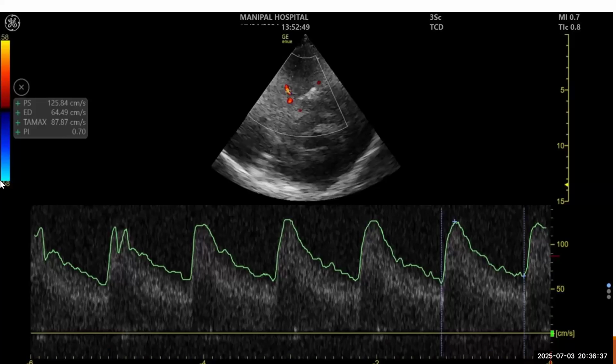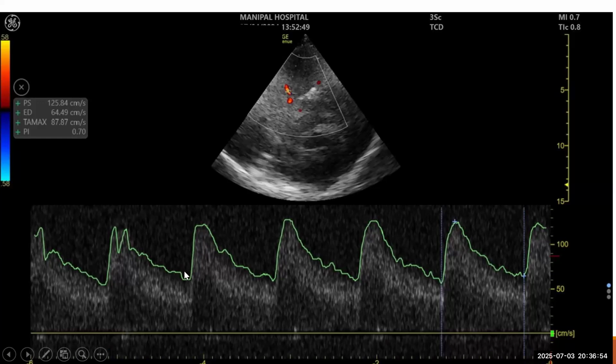So this is a classical spectral tracing of a middle cerebral artery at a depth of probably 50 to 60 mm that I'm insonating. We can see a beautiful spectral waveform.